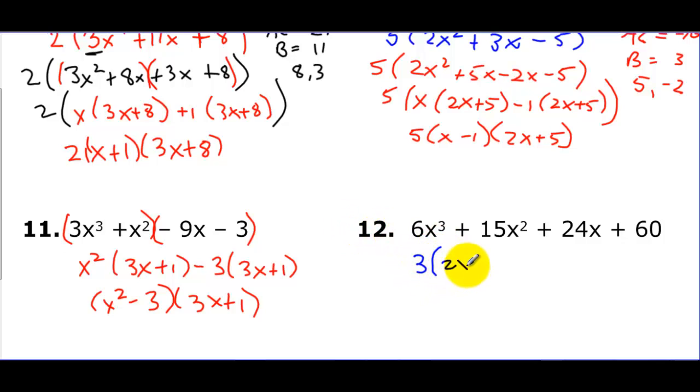So I'm going to say 2x cubed plus 15x squared plus 8x plus 20. And then I'm going to do the grouping method on just these little inside pieces, right? So I see an x squared is the only thing common because 2 and 15 don't share anything. So it's x squared times 2x plus 15.